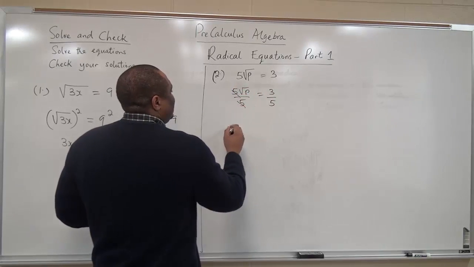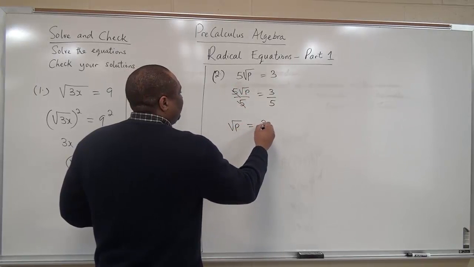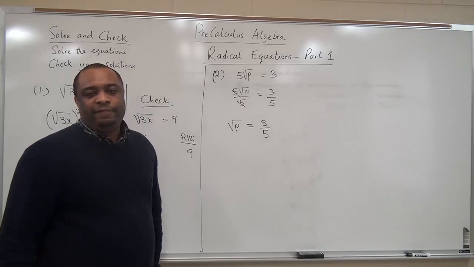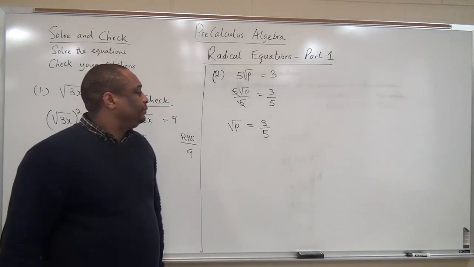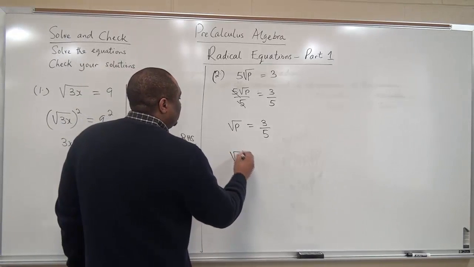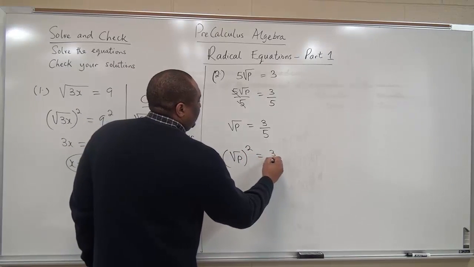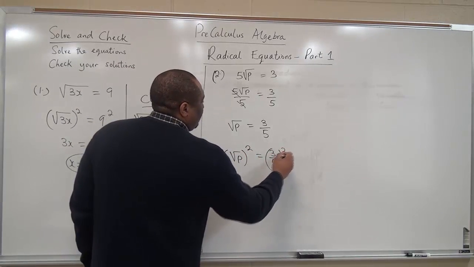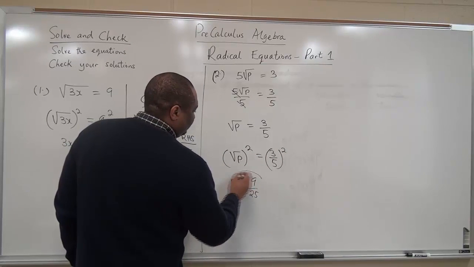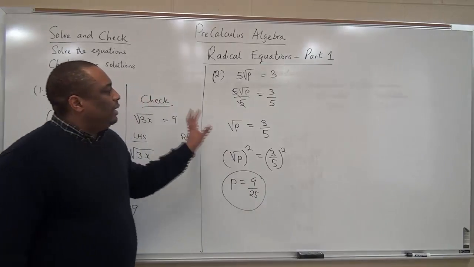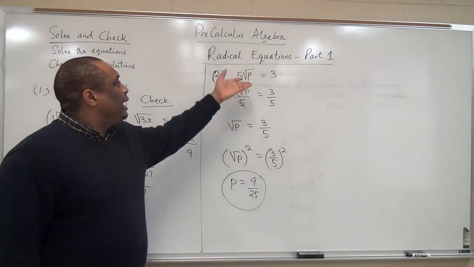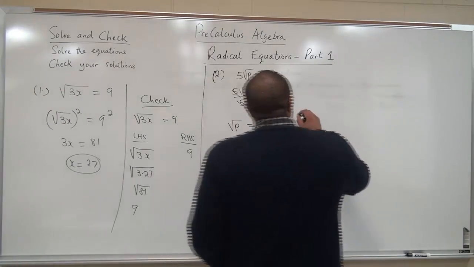And then you now have that square root of p is equal to 3 fifths. And then you can now square both sides. Okay. And then you now have that p will be equal to 9 over 25. But, I mean, you must not do it this way. You can go ahead from here.